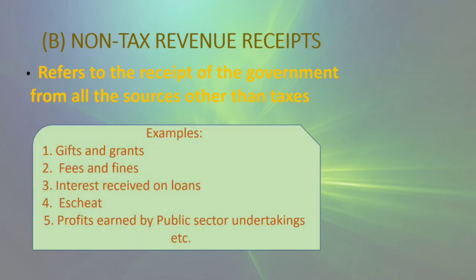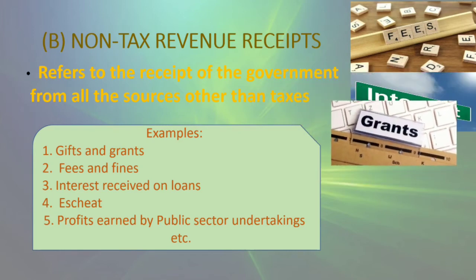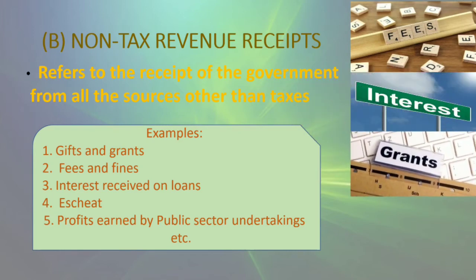So next is non-tax revenue receipts. What are non-tax revenue receipts? All those receipts other than taxes which the government gets, right? It refers to those receipts of the government from all the sources other than taxes, like recurring income. For example, gifts and grants, fees and fines, interest received on loans, escheat, profits earned by public sector undertakings, and so on. So let us understand a few of them.